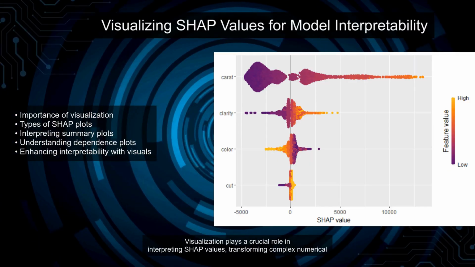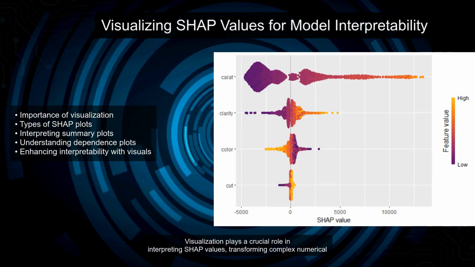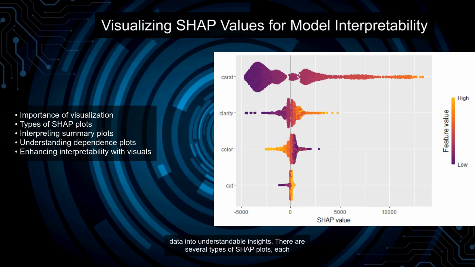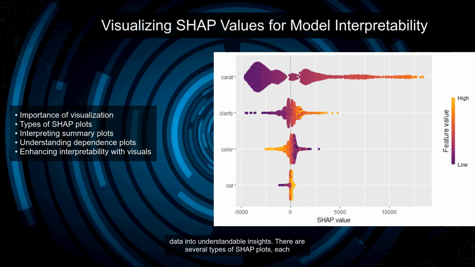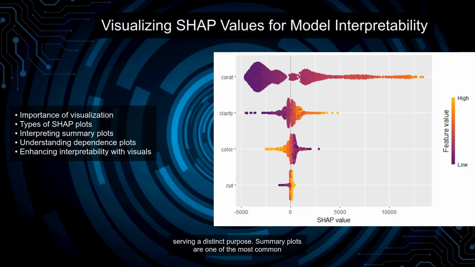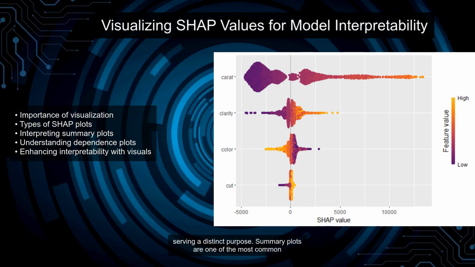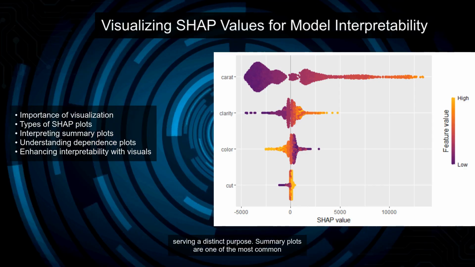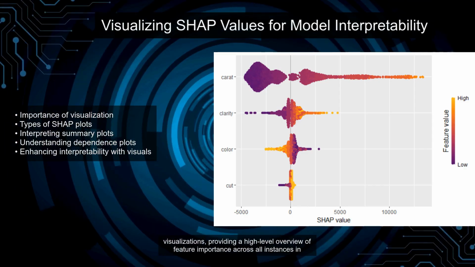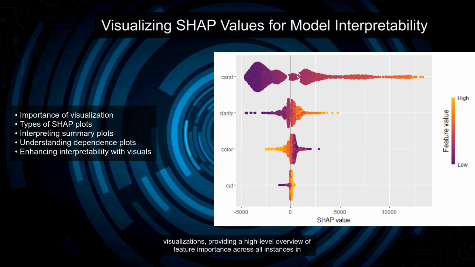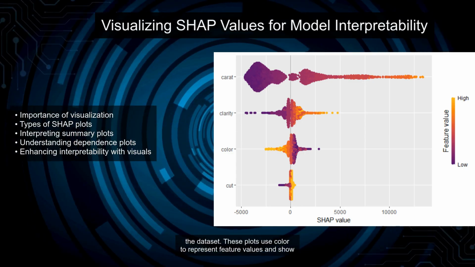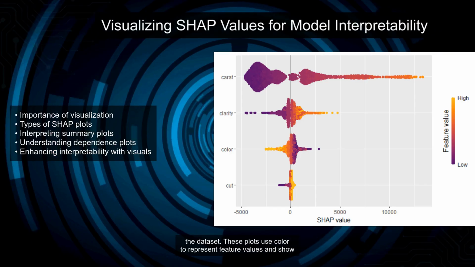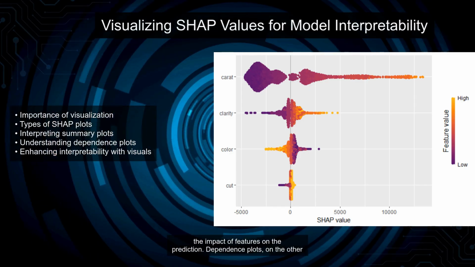Visualization plays a crucial role in interpreting SHAP values, transforming complex numerical data into understandable insights. There are several types of SHAP plots, each serving a distinct purpose. Summary plots are one of the most common visualizations, providing a high-level overview of feature importance across all instances in the dataset. These plots use color to represent feature values and show the impact of features on the prediction.